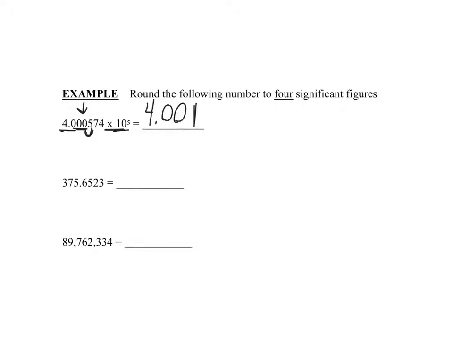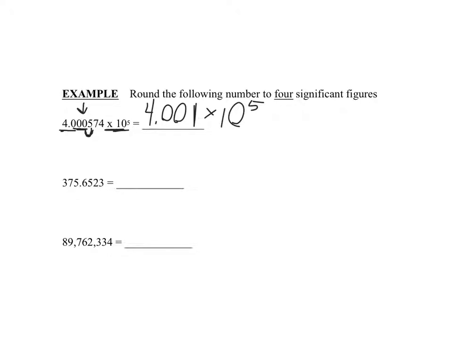But 4.001 isn't this number, because remember the number was originally 4.0000574 times 10 to the 5th. You cannot forget that this number is in scientific notation. So if I just write 4.001, that's not the number. You rounded the coefficient, that's great, but you've now changed the number. Which means if you're rounding numbers in scientific notation, you always have to remember to include the scientific notation piece that comes afterwards. That way you're keeping the number the same number, just rounded.